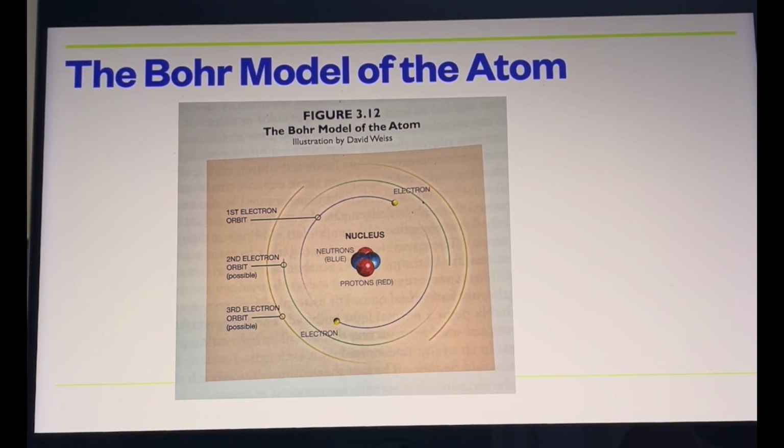One of the first questions you might ask is this: how do the electrons jump from one orbit to another? The orbits that are farther away from the nucleus require more energy.